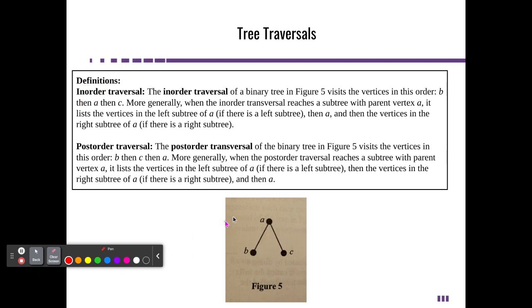A post order would be where we'd start at our left child, we would address our left subtree, and then from there we would talk about the vertex or the root. So it'd be left subtree, right subtree, and then the vertex. Versus in order, one more time, would be left subtree, vertex or root, and then your right subtree if there is one.